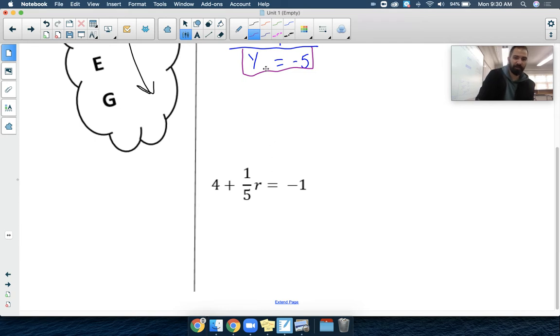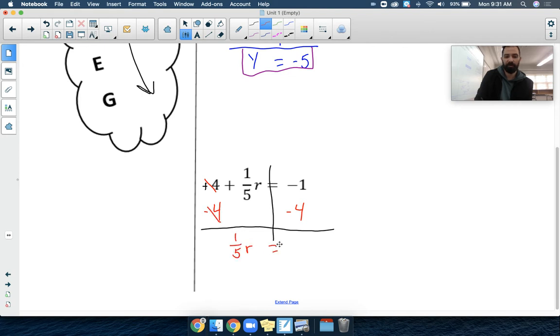And let's look at our last one on this page. We have 4 plus 1/5 r equals -1. This is 1/5 times r. This is 4 plus. So the first thing we need to do is get rid of this +4. Opposite of +4 is -4. All these cancel. We're left with 1/5r equals -1 minus 4 is -5.